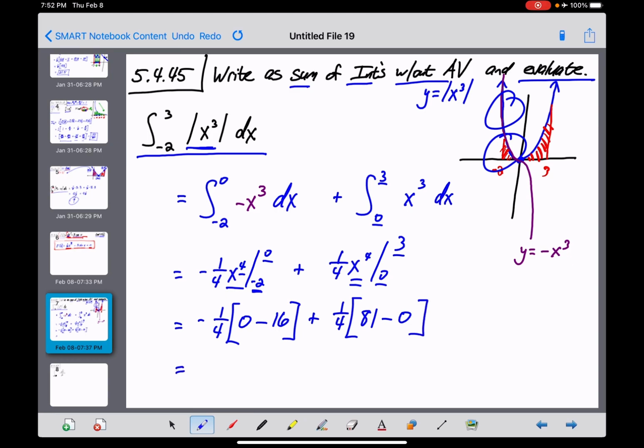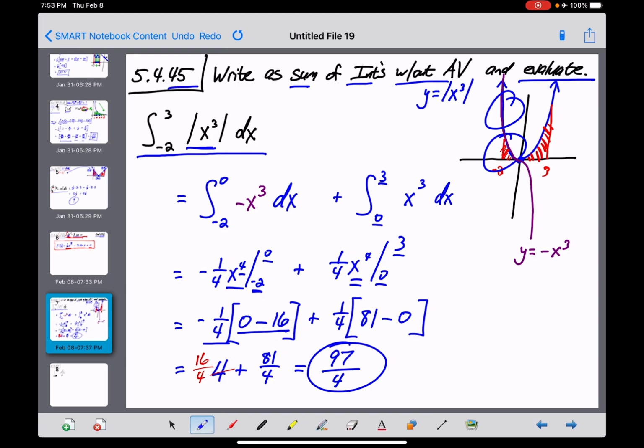What does that do for us, guys? -16 times -1/4 is 4. And we'll add to that, this is unfortunate, 81 over 4. And I guess if I wanted to simplify my answer, I would think of this 4 as 16 over 4. Add that to the 81 over 4 and get 97 over 4 for my answer for problem number 45.